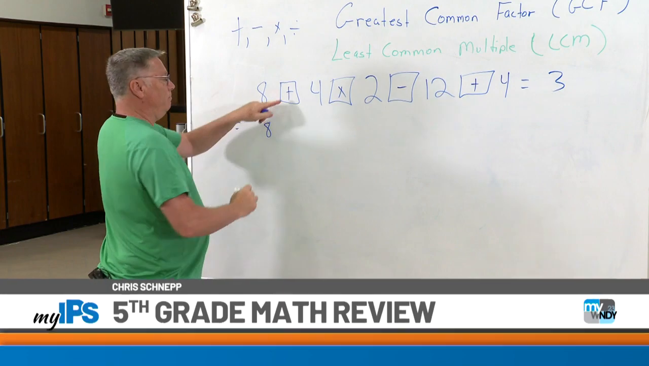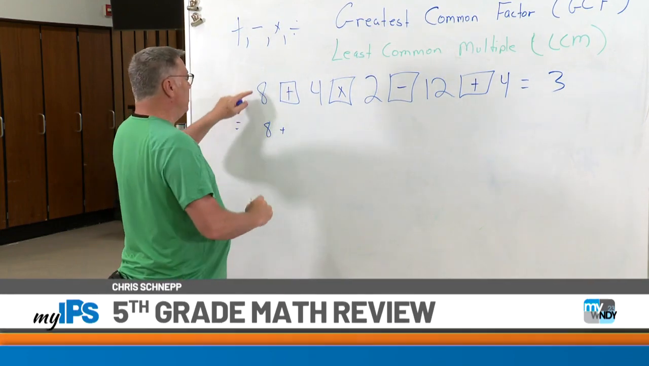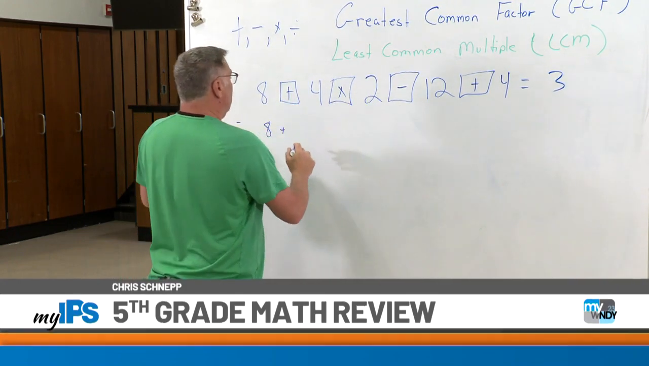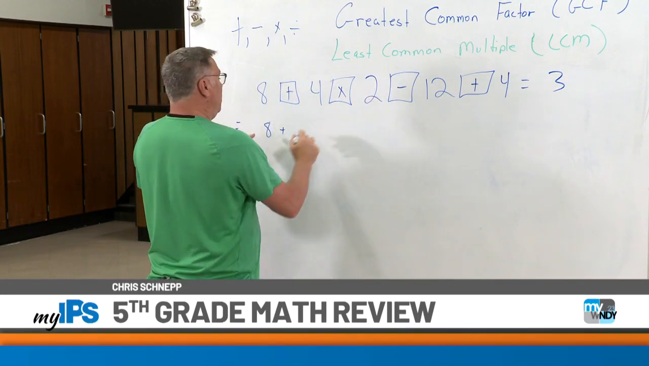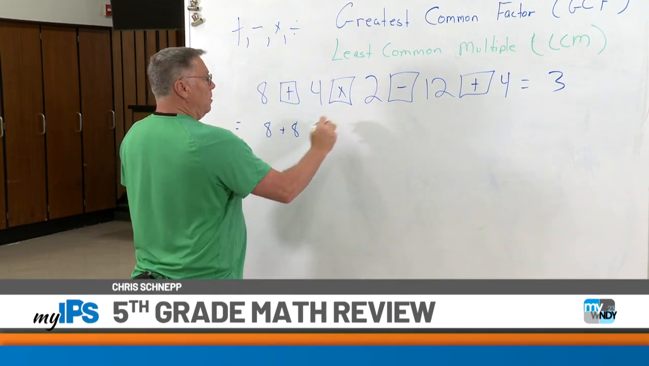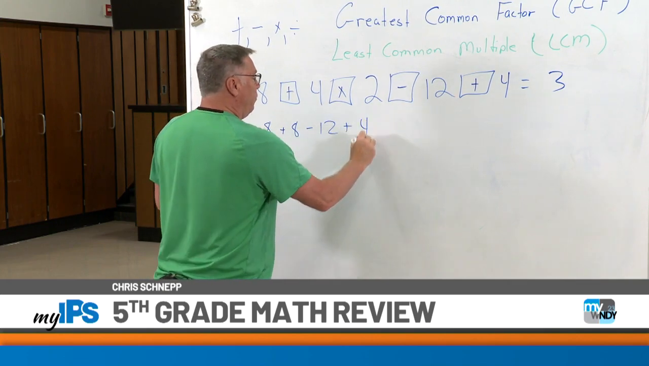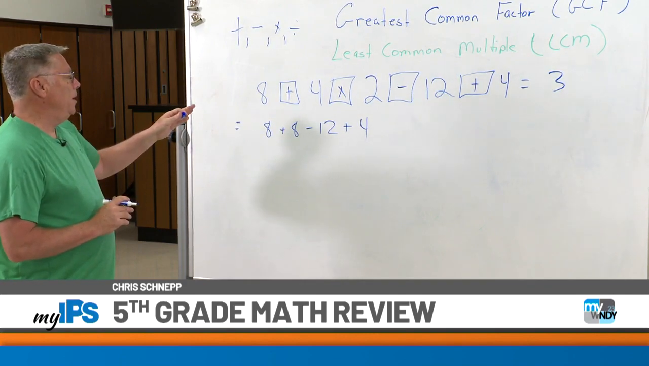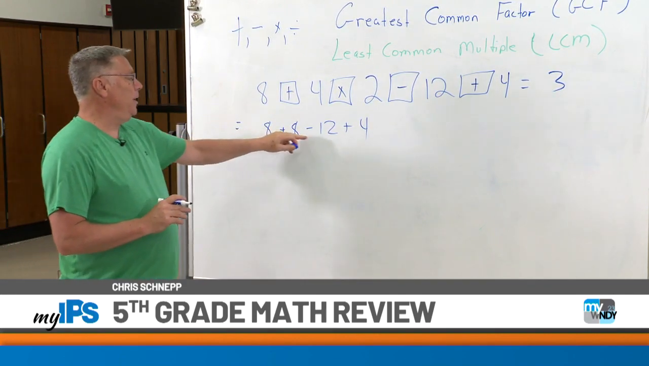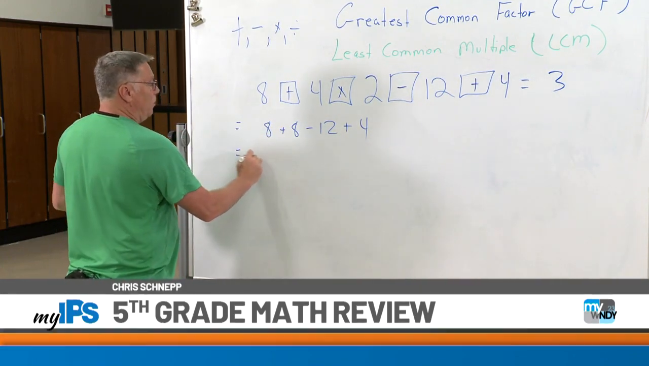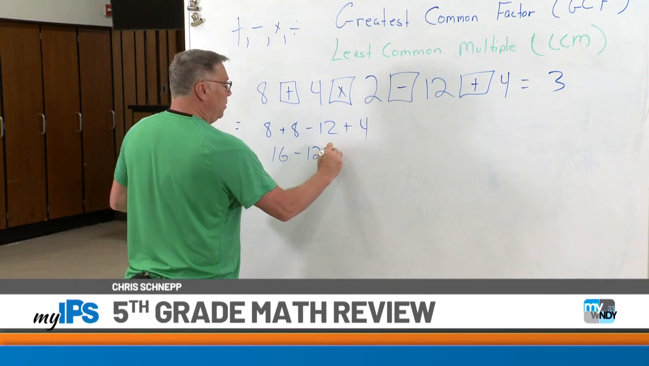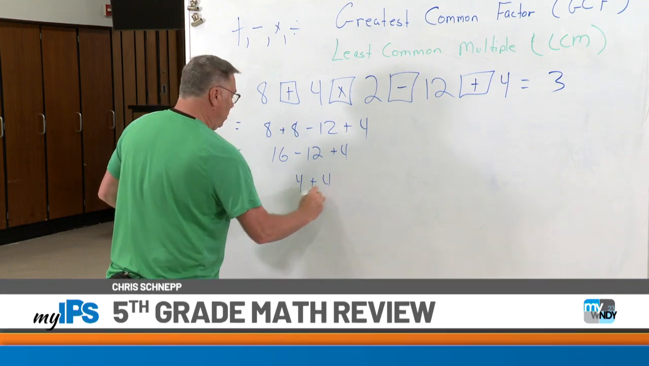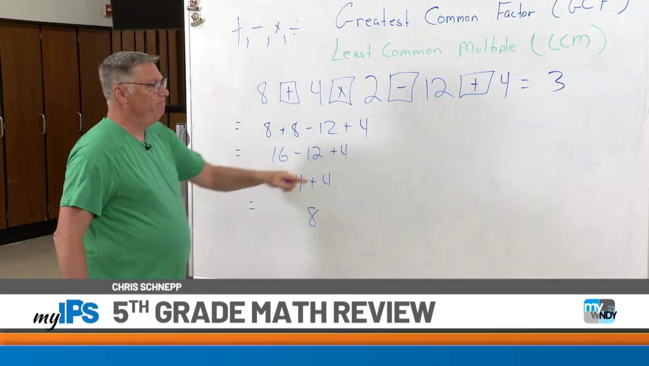So 8. We don't want to do this first because we've got to use our order of operations. So multiplication comes before that. So it's going to be 4 times 2 minus 12 plus 4. All right, so now we're down here. Now all we have left is addition and subtraction. So we have 16 minus 12 plus 4. Okay, so then we come down here with 4 plus 4, and we have 8.